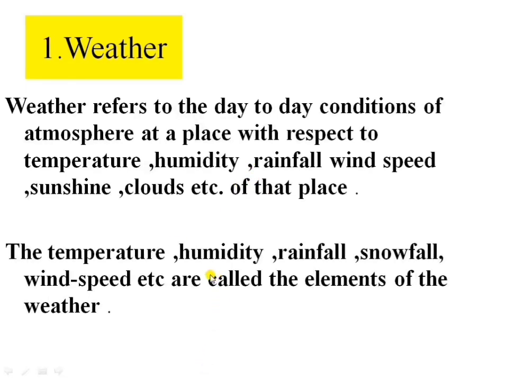So weather is a very complex phenomenon and can vary in a very short period of time also. So depending upon these factors, weather can be sunny or cloudy, or it may be rainy or windy, hot or cold, humid or dry also, because of these factors: temperature, humidity, rainfall, snowfall and wind speed. Okay, so weather is unpredictable too. It changes in a short span of time.